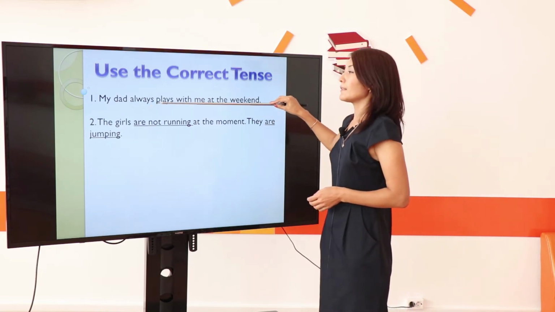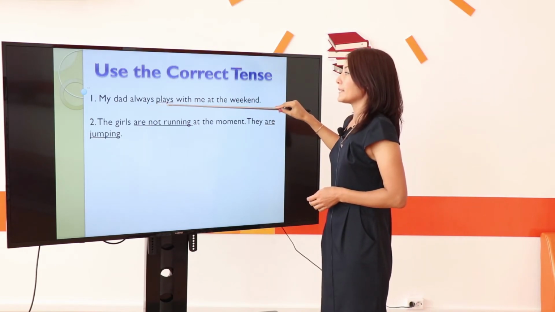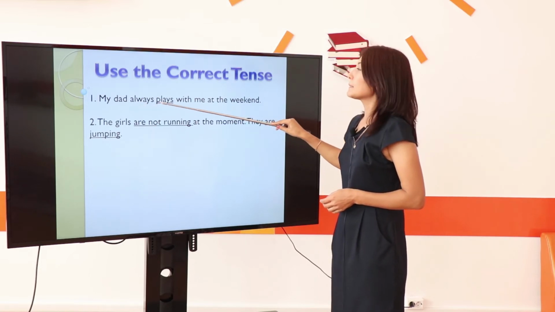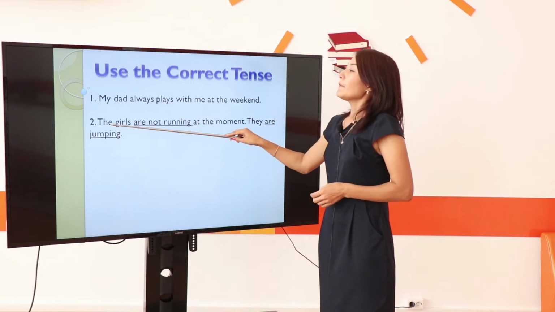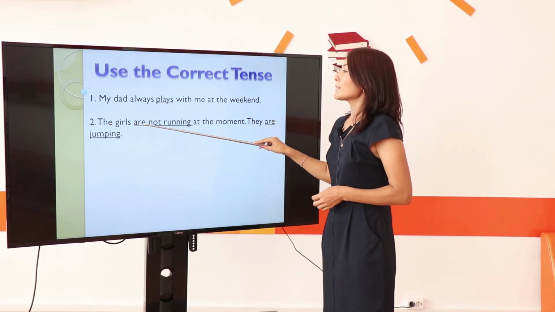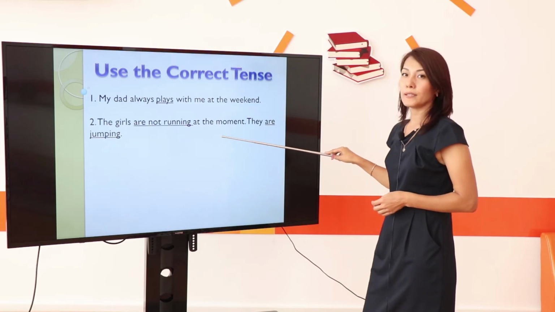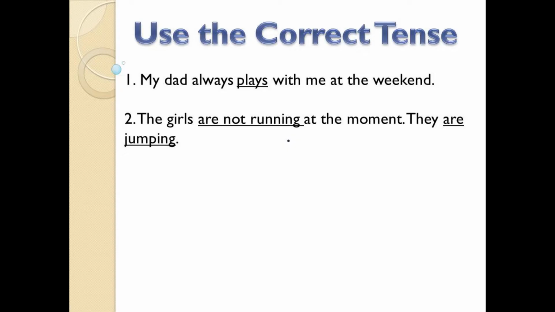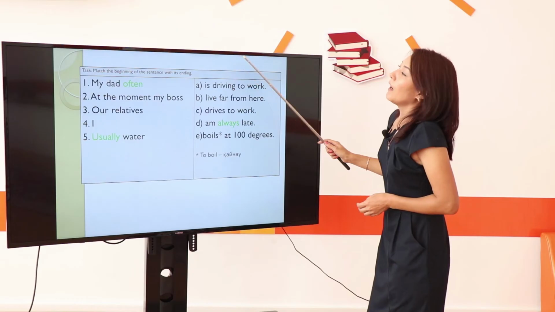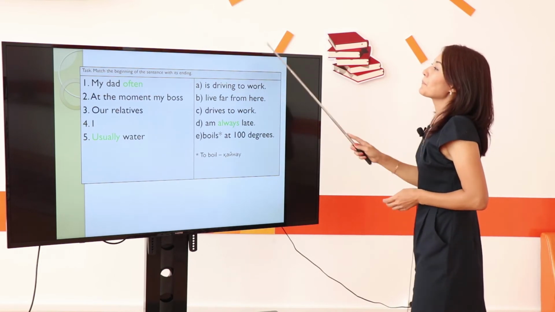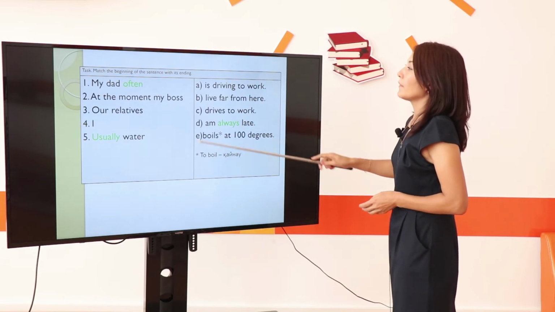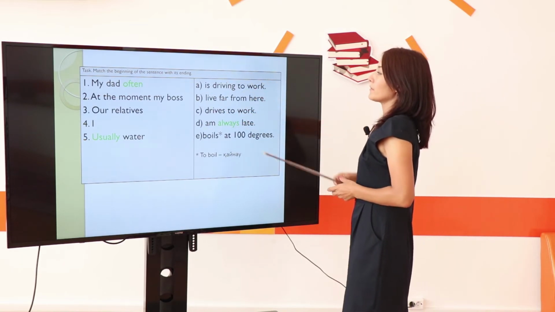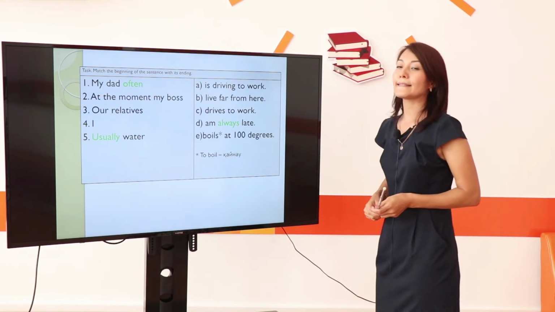The first sentence is in the present simple. My dad always plays with me at the weekend. Good. And the second sentence is: the girls are not running at the moment. They are jumping. It is present continuous. Okay, next task. Match the beginning of the sentences with their endings. This is the beginning and this is the ending of the sentence. You should match them to make a sentence.